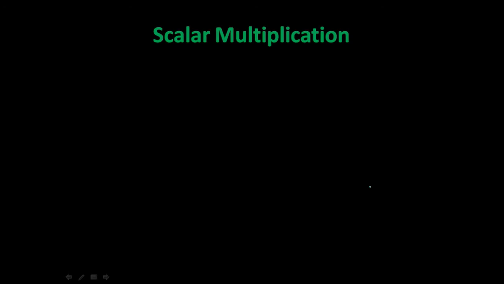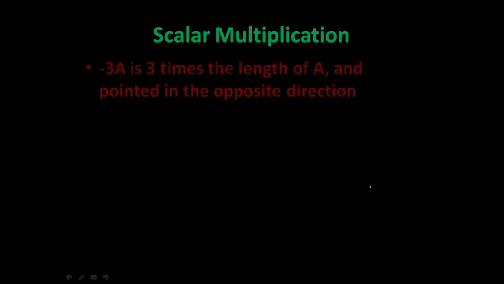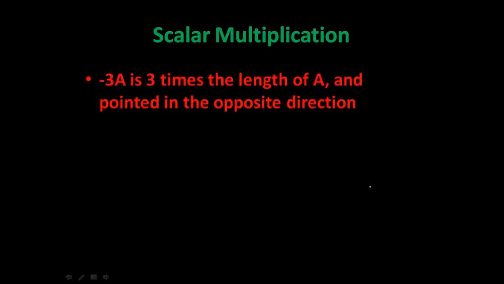The other thing besides addition and subtraction that we can do is something called scalar multiplication. Now remember, a scalar is just a magnitude. It's just a size. So for example, negative 3a is 3 times the length of a and pointed in the opposite direction.